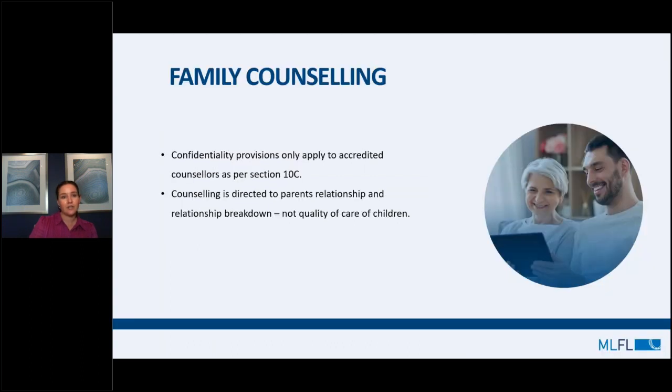In relation to family counselling, again, as I mentioned, that section really defines that as a specific class of accredited counsellors, and the list is on the Attorney General's website. It doesn't just mean any counselling, it has to be counselling directed to the parent's relationship and breakdown. So it's a different category to family therapy or private therapy for one parent.